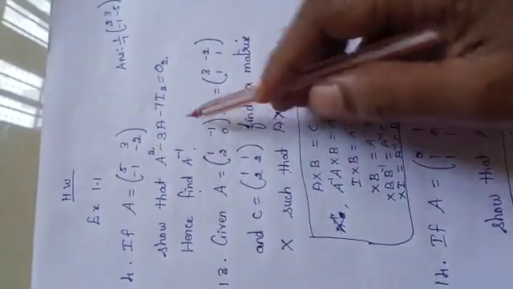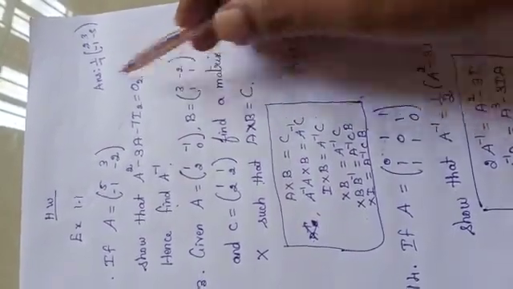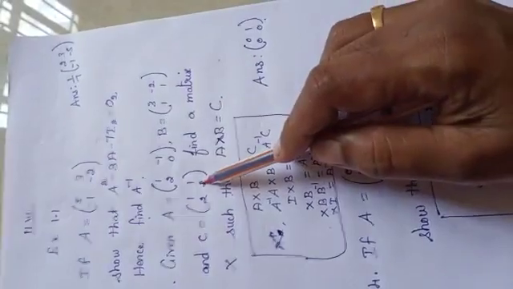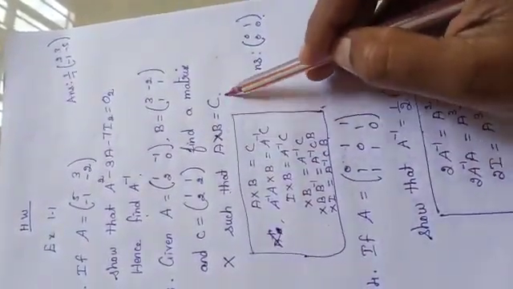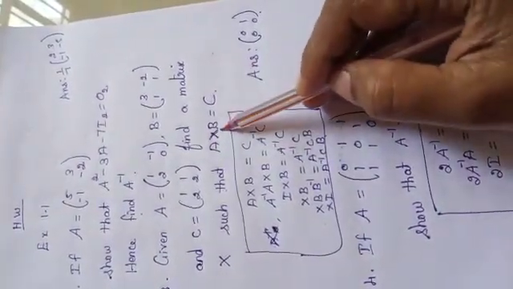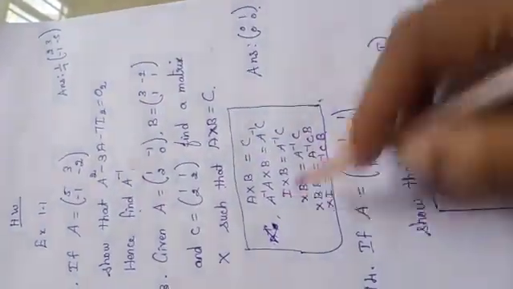We have done that example problem, so I have given the answer here to check. Then the 13th problem: A is given, B is given, C is given. Find a matrix X such that A X B equals C. See, this is given and they have asked for X. We have done it using the properties only. I have given the beginning step.